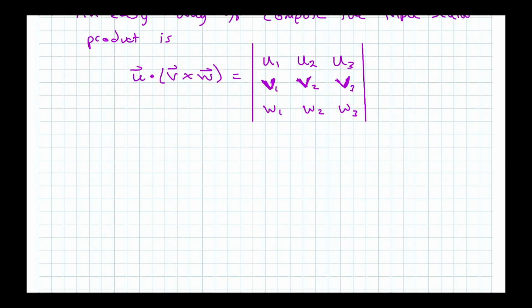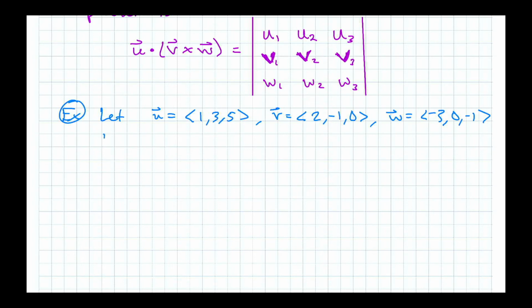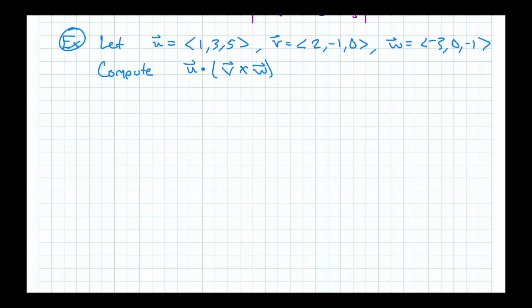Let's do an example of that. It's just less work to do it that way. So let U equal 1, 3, 5. V is 2, -1, 0. W is -3, 0, -1. And we want to compute the triple scalar product, U dot V cross W. So it's going to be a number, right? Because a dot product always gives you a number.